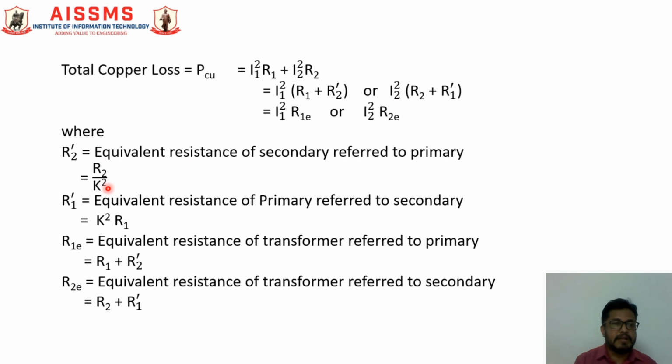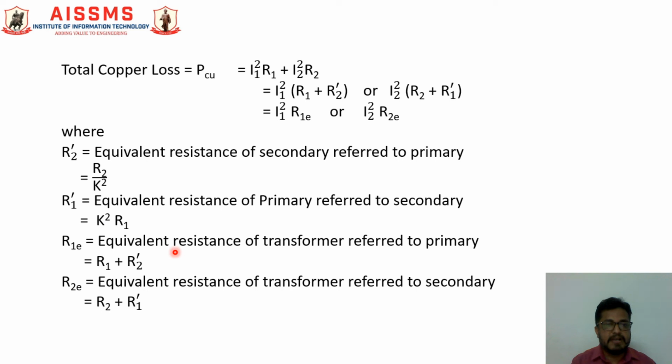Now R2 dash is nothing but the equivalent resistance of secondary referred to primary, which is equal to R2 divided by K square. Here K is nothing but the transformation ratio of single phase transformer. Now R1 dash is the equivalent resistance of primary referred to secondary, which is equal to K square into R1, where again K is nothing but transformation ratio of single phase transformer.